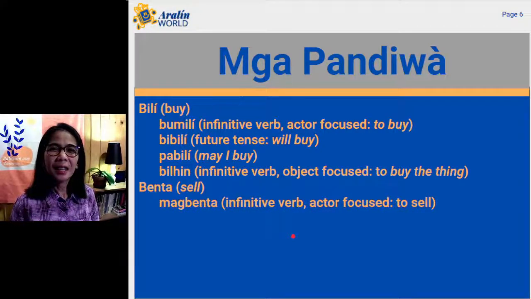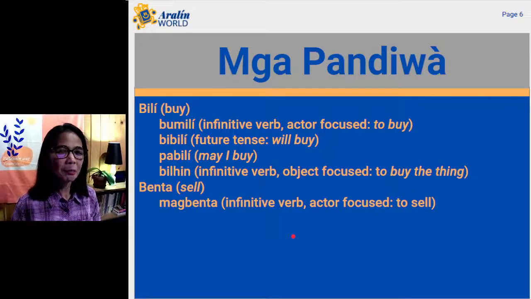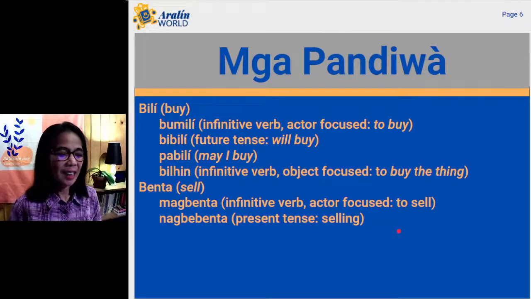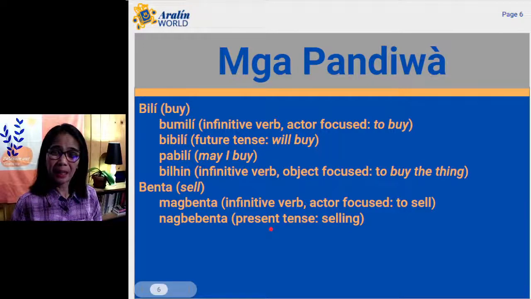Okay, let's have some verbs. Magbenta, part of the mag verb, and it's an actor-focused verb. Infinitive once again, so it means to sell. Okay, next, nagbebenta. Nagbebenta is a present tense of magbenta. Okay, and it means selling in English.